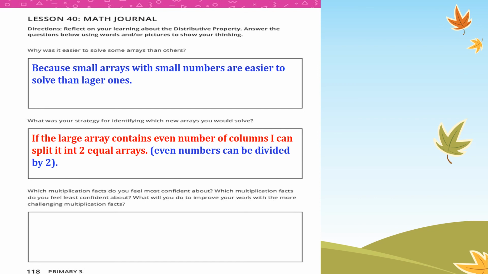So even numbers can be divided by 2. So if the large array contains an even number of columns, I can split it into two equal arrays. The last question, which multiplication facts do you feel most confident about? Which multiplication facts do you feel least confident about? I think we revised all multiplication facts, and I think all of them are easy for us.